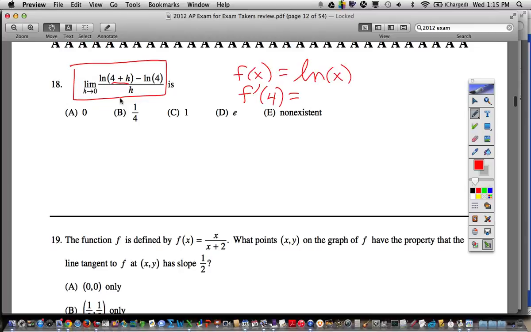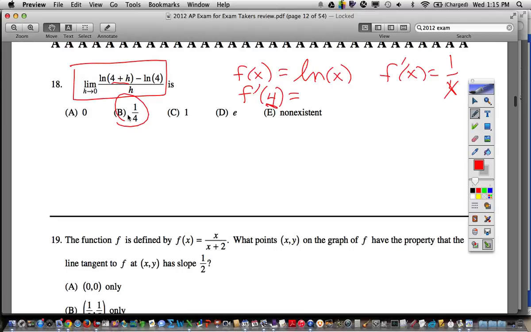You recognize the function's ln x. What is the derivative of ln x? We just learned it. 1 over x. And so if the derivative of ln x is 1 over x, and now we want to plug a 4 in, the answer to this is 1/4. It is not a limit problem.